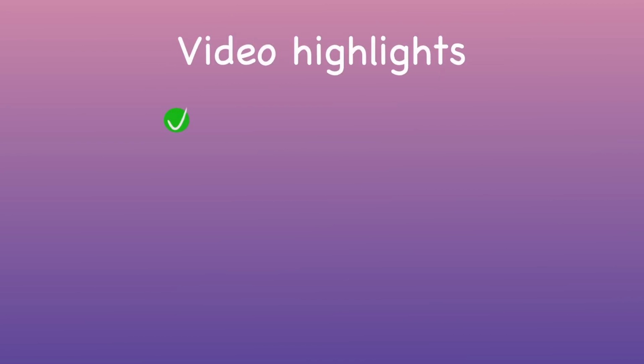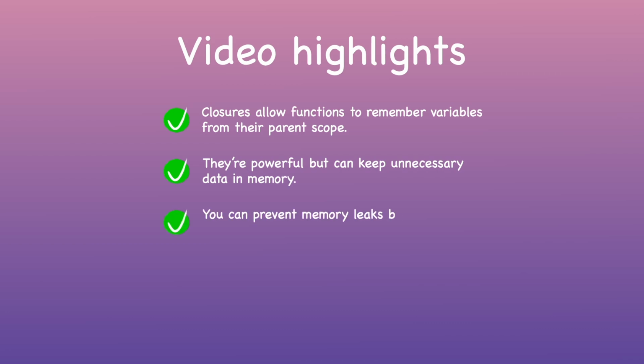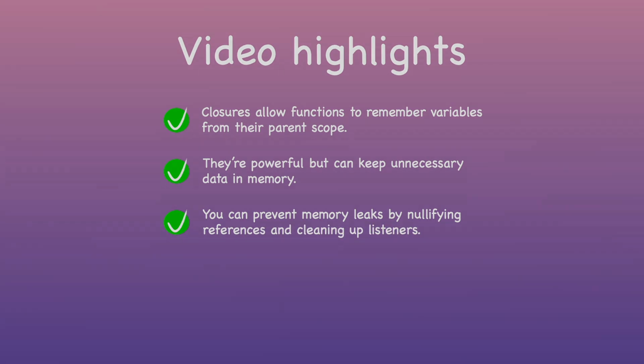Alright, let's quickly recap what we have learned. Closures allow functions to remember variables from their parent scope, specifically from the parent function scope. They are powerful but can keep unnecessary data in memory. You can prevent memory leaks by nullifying references and cleaning up listeners. Closures are an essential part of JavaScript, and now you know how to use them smartly and efficiently.